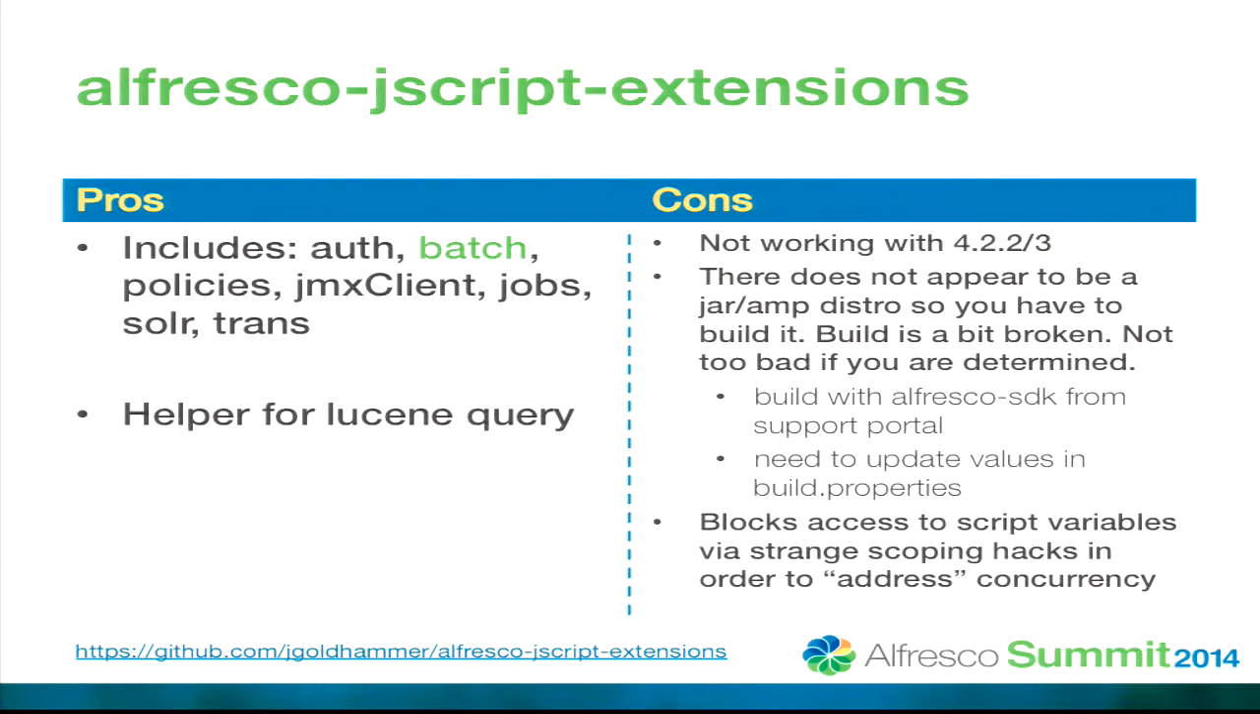And in their batch processor, they have a helper where instead of you having to produce the list of stuff to work on, you can give it a Lucene query and a worker, and the worker will get called one time for each result of the query. Unfortunately, this isn't working with 4.2.2 and 4.2.3 at the moment, and there are a bunch of build problems.